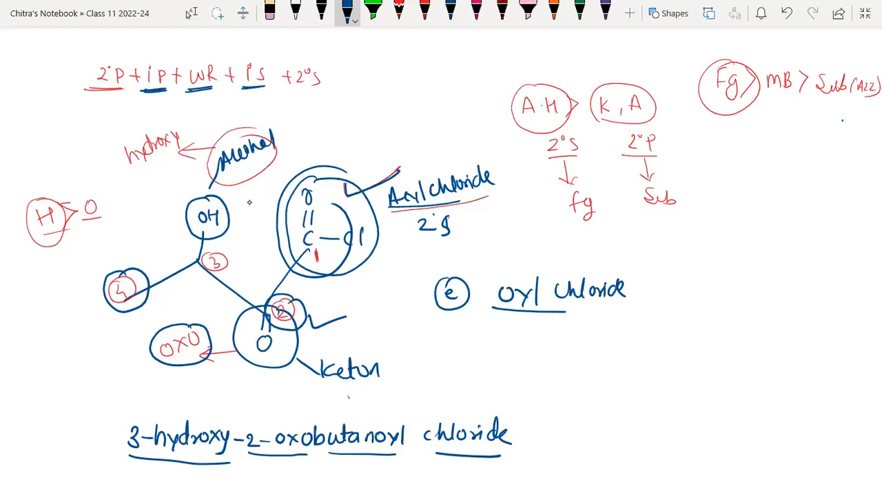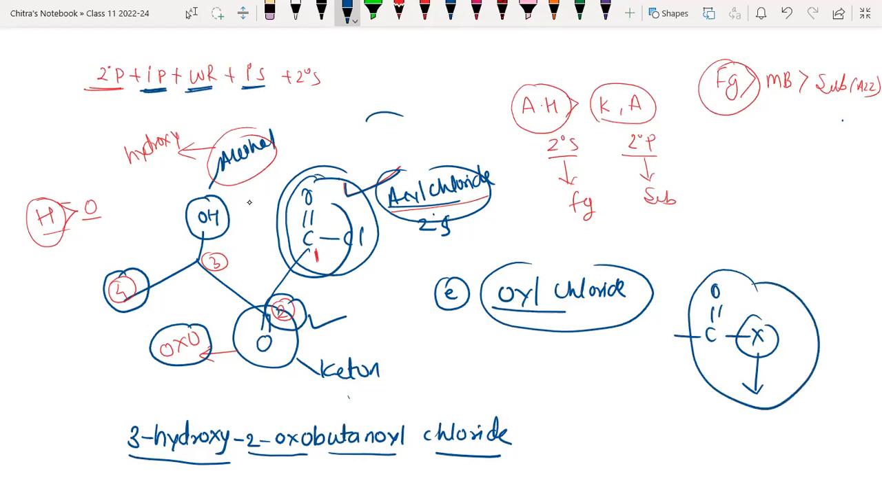Understood now? Why are we adding chloride last, instead of before butanoyl? See, the name of that functional group is oyl halide. That acyl chloride is nothing but C double bond O, and here we have a halogen. This halogen is part of the functional group. If chlorine came elsewhere, it would come first as a substitution. But here the halogen, or chlorine, is attached to the carbonyl carbon atom, so it is now part of the functional group.